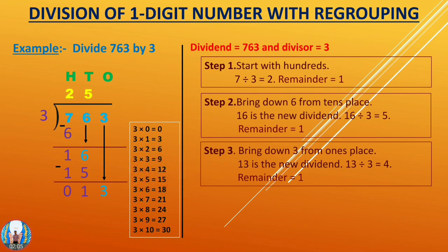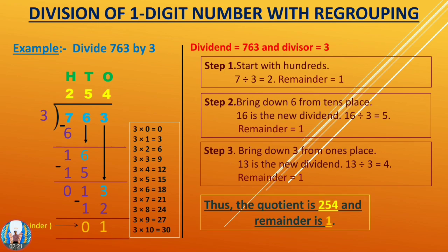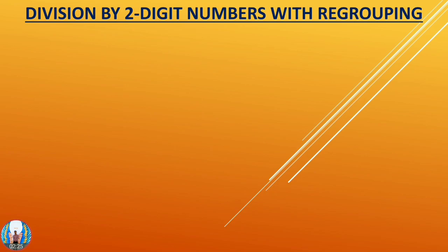Now 3 4s are 12, so we will write 4 in the ones place, and we will subtract 12 from 13. So 1 is left. After subtracting, 1 is left, so here the 1 is the remainder. So the quotient is 254 and the remainder is 1.